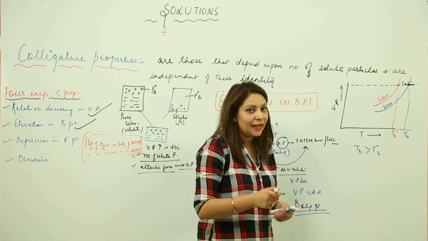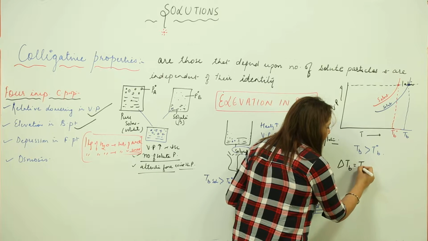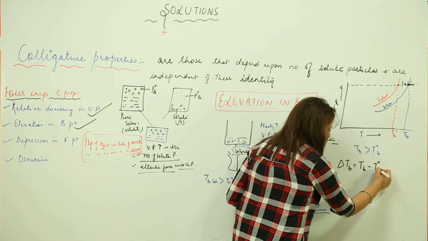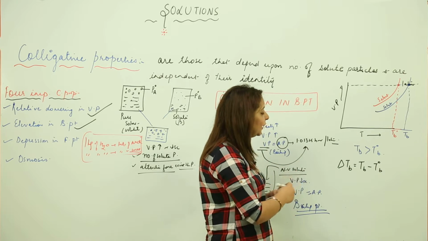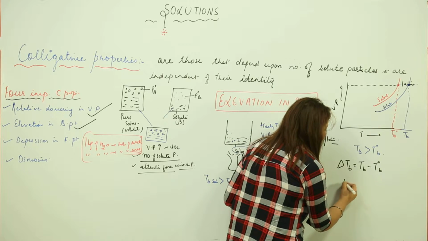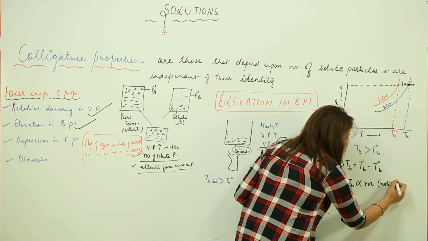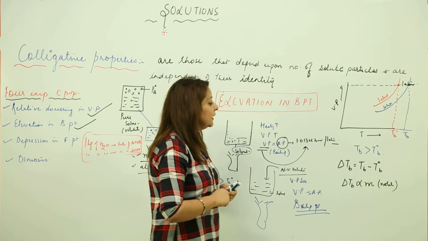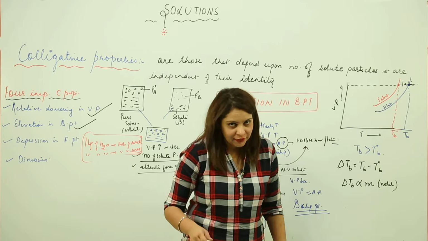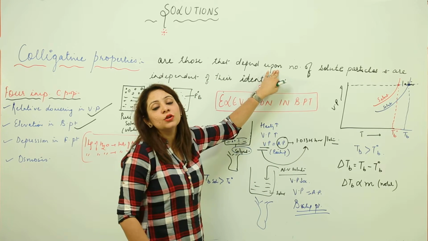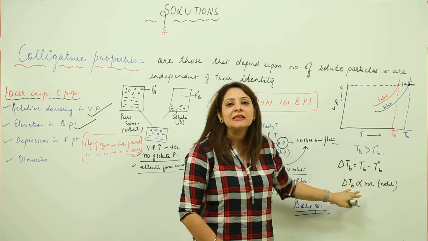And how much elevation? We can calculate that by an expression. Elevation in boiling point is equal to the higher boiling point minus the lower one, that is, the boiling point of the solution minus the boiling point of the pure solvent. We conclude that this elevation in boiling point is directly proportional to the molal concentration of the solute, which proves that it is a colligative property, because colligative properties depend upon the number of solute particles, not on their identity.